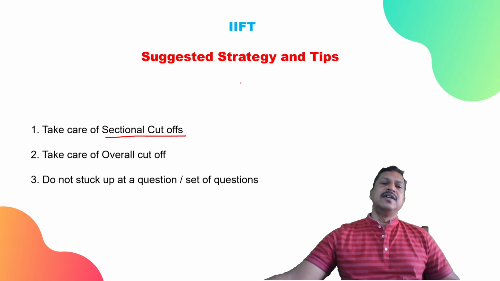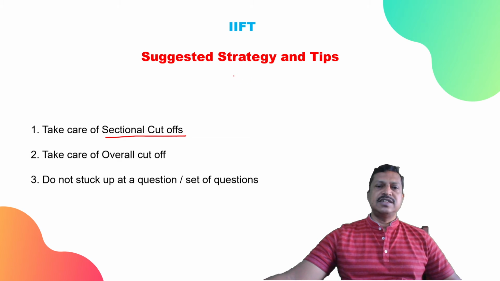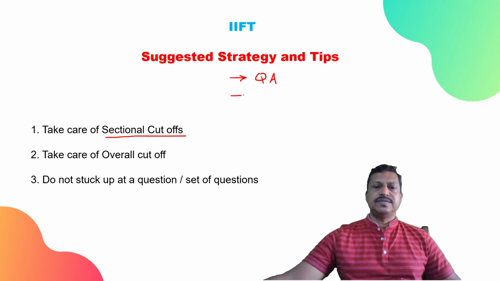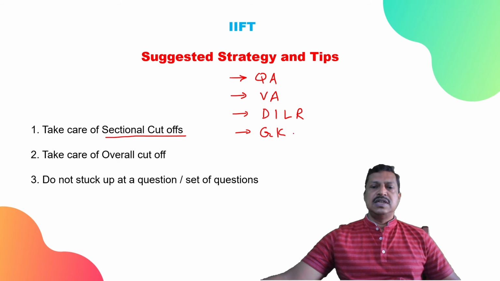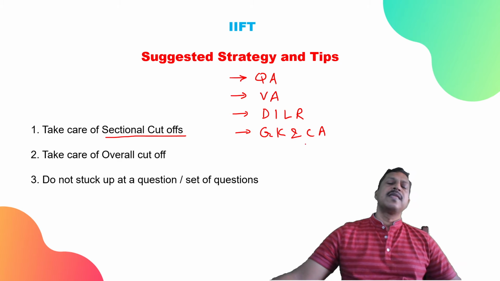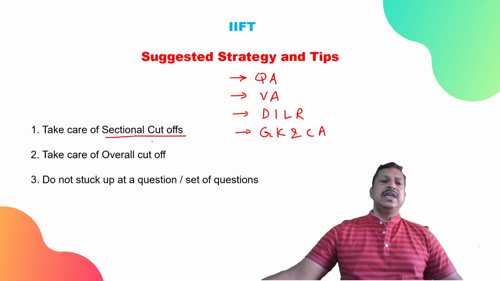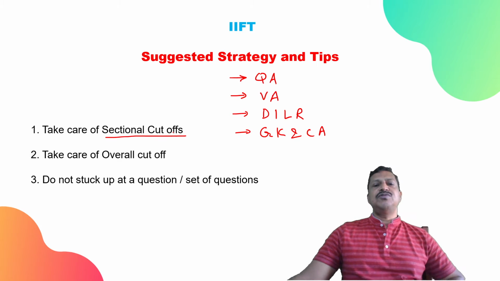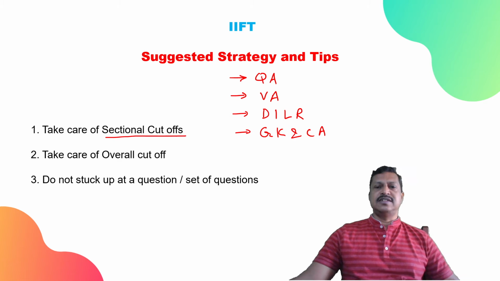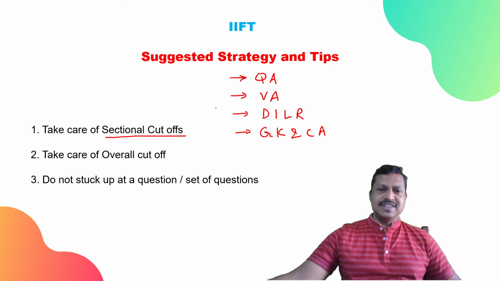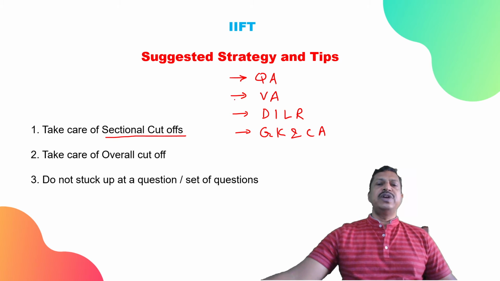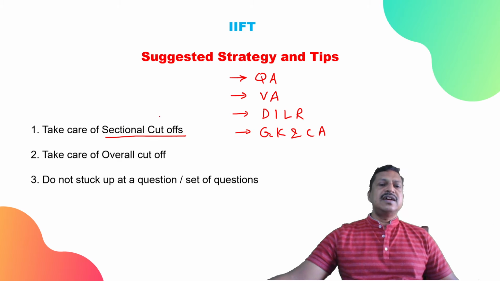What I wanted to mean is, see, there are sections. If I just put sections as QA, then VA, then DILR, and then I'll put GK and current affairs, right? So the sectional cutoffs will be somewhere around 7 to 9 equivalent correct answers, right? So my suggestion is, first you go to each and every section and try to clear the sectional cutoff.